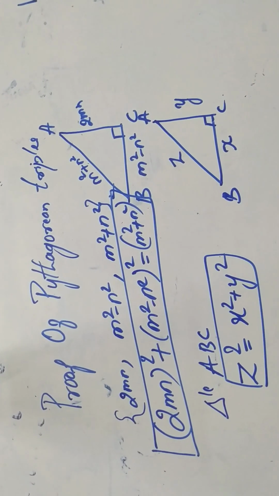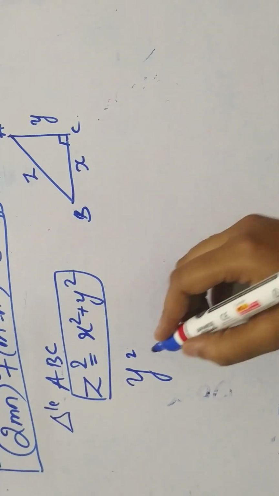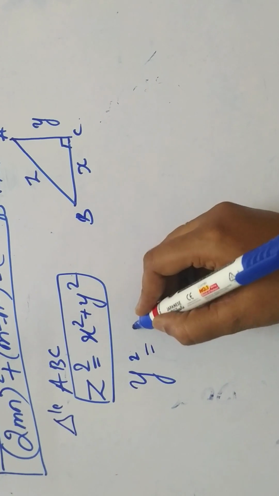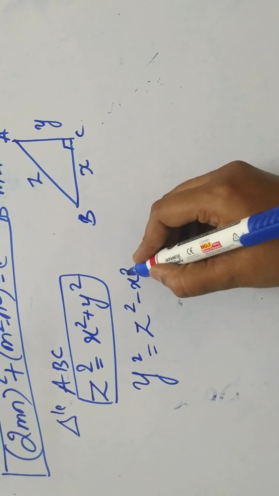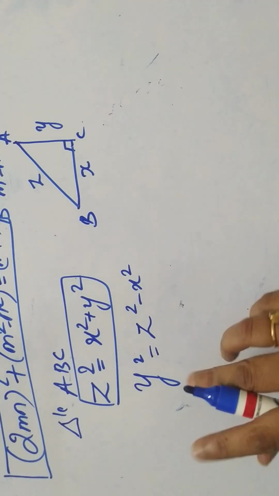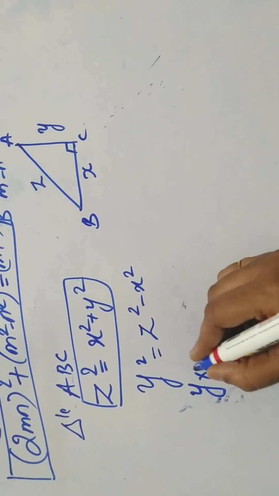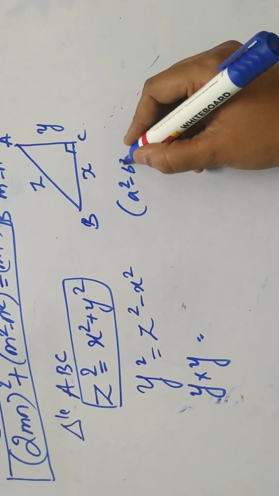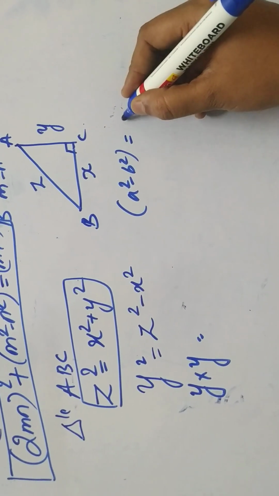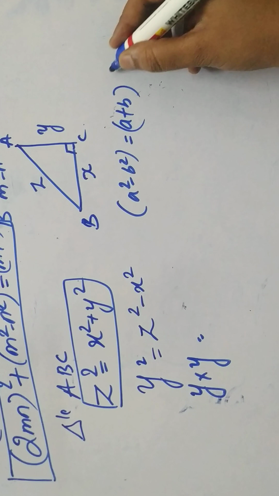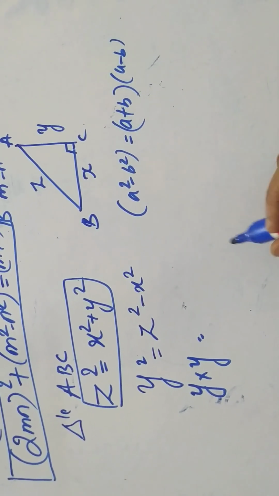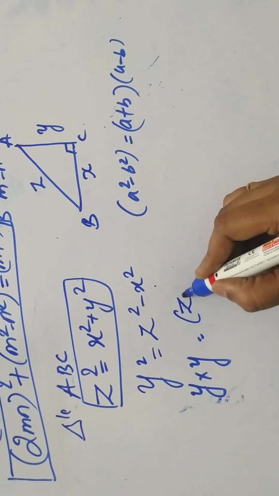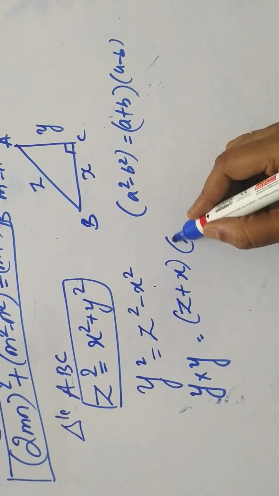y square will be equal to z square minus x square. y square is a product of 2 y's. Can I write it as y into y? Here we can use the basic identity a square minus b square for further simplification, which can be written as a plus b into a minus b. So instead of a I have z and instead of b we have x. So I can rewrite this as z plus x into z minus x.